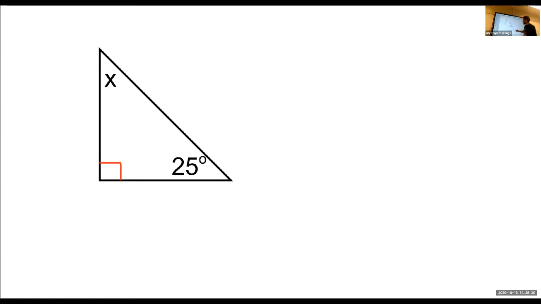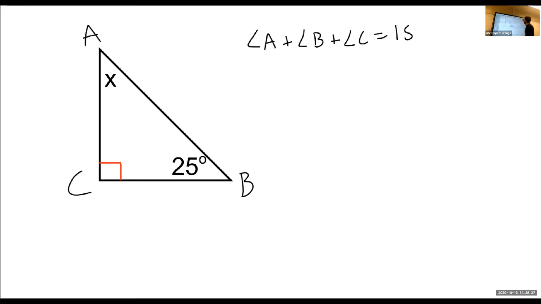So if we use the triangle sum theorem, let me label these angles. I'll call this one A, this one B, and this one C. If I use the triangle sum theorem, I know angle A plus angle B plus angle C is going to equal 180. Well, I don't know what angle A is, so I'm going to put X. I know angle B is 25, and I know angle C is 90, because that is my bracket in the corner that tells me it's 90 degrees.